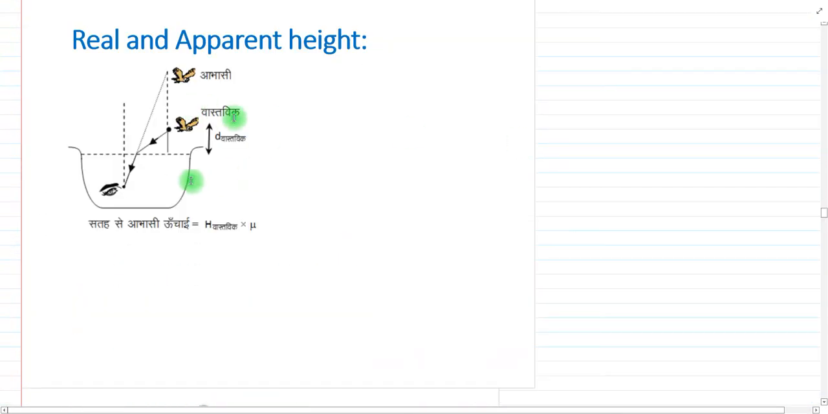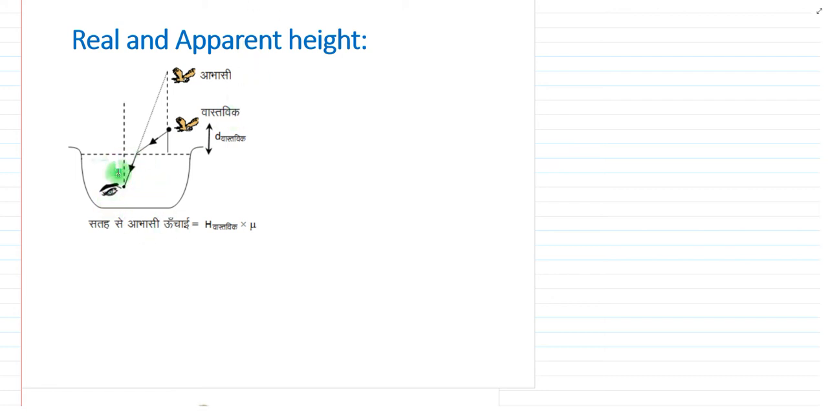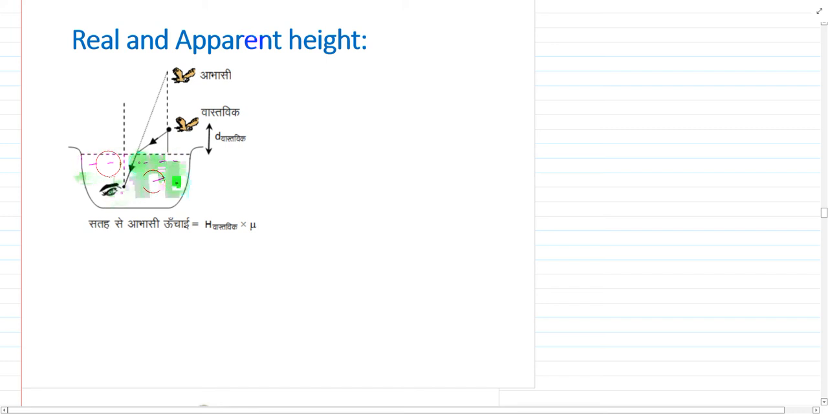Like this apparent height also, if your eye is inside a denser medium, suppose inside water, suppose a fish is here and the actual position of the bird is here. But the fish will see the position of the bird here. It means the actual height of the bird is that much, but the fish will see the bird at more than the actual height.